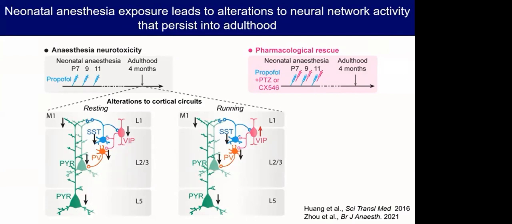Without going into details, we also found that using a pharmacological approach to accelerate the recovery of neuronal activity in anesthetized mice, for example, by injecting non-competitive GABA-A receptor antagonist PTZ, or the AMPA receptor agonist CX546, can protect these mice against anesthesia-induced long-term functional consequences.